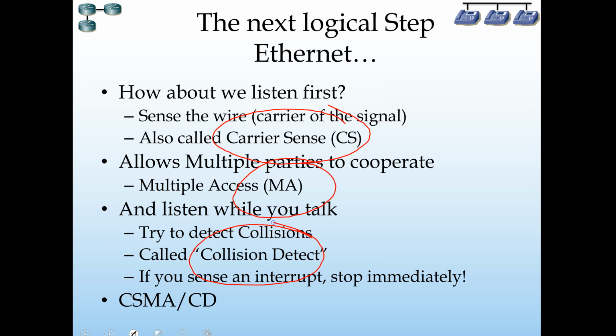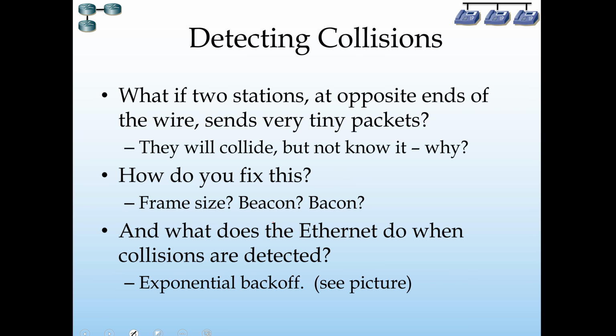And finally, collision detect. He said, you know what? You have to keep listening once you start talking. And this is carrier sense, multiple access, collision detect. And this is how Ethernet still works to this day. If you want to transmit, you have to listen first. Then, remembering that there are other people, you have to continue to listen while you talk to see if there's a collision. So what if two stations at the opposite ends of the wire send very tiny packets?